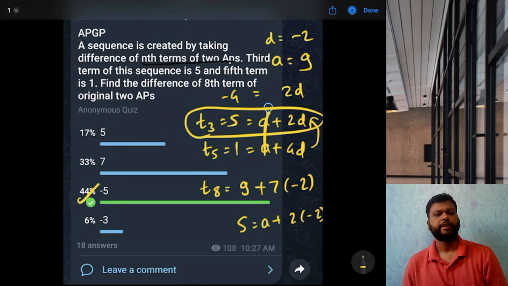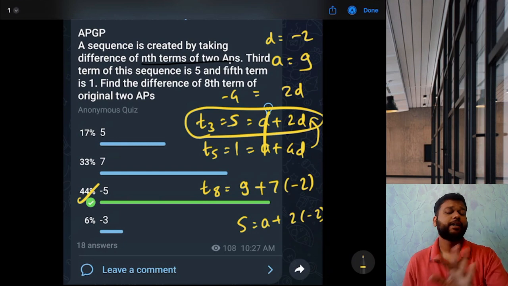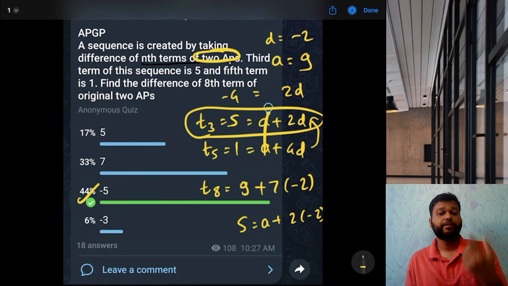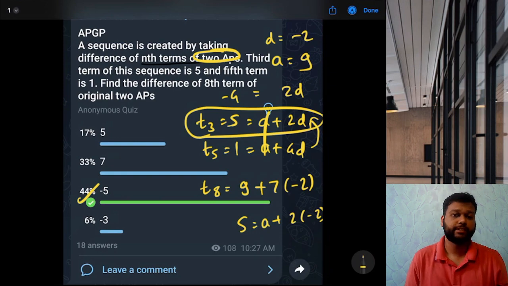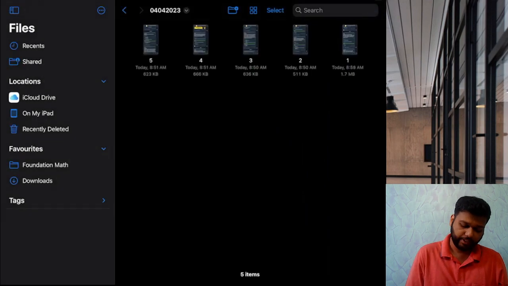Okay. So the question looks complicated, but it has nothing to do with these 2 APs. Actually we have T5, T3, we want T8, that's it, nothing else, right? So it looks complicated, but it is not complicated. Next.